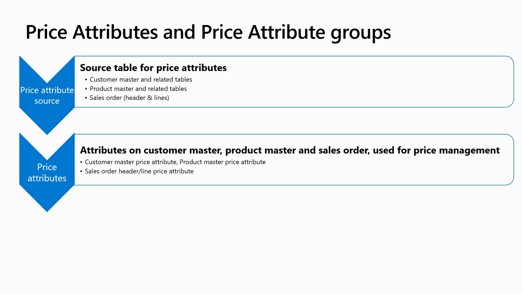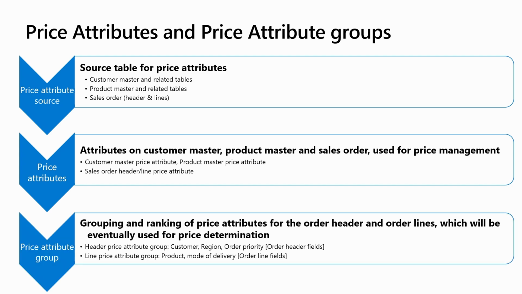For example, on the customer master, we would like customer account, customer group, region to be deciding factor for the price determination. Similarly, on the product master, we would like the product brand or a category in the master tables to be deciding factors for price determination. And on the sales order header, maybe the method of delivery field needs to be a deciding factor in the determination of the price. After the selection of source table and determining the price attribute in the price attribute group form, the next step is to rank the selected price attributes from various price attribute sources, which can be eventually used in trade agreement to determine the price.